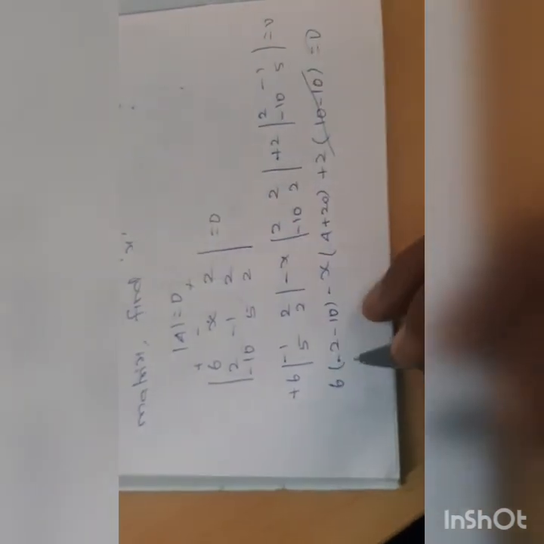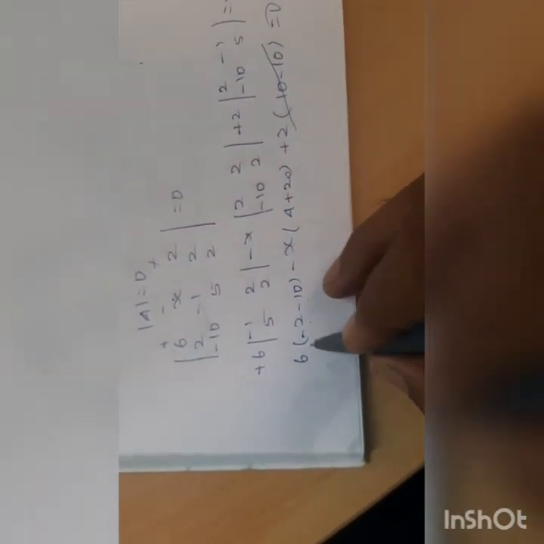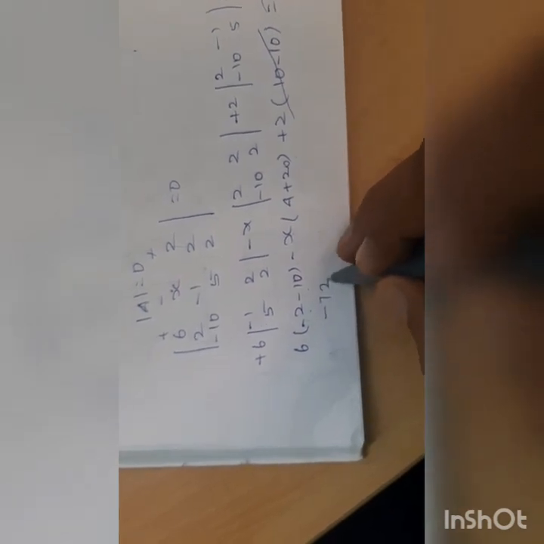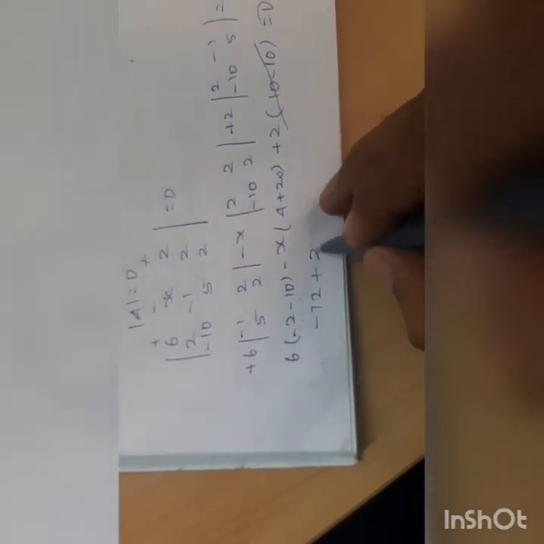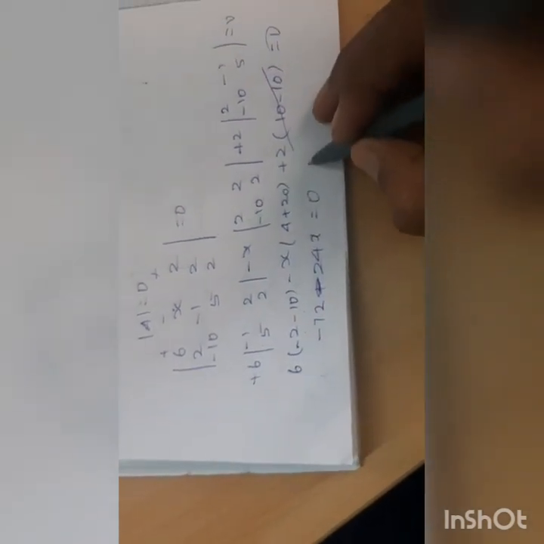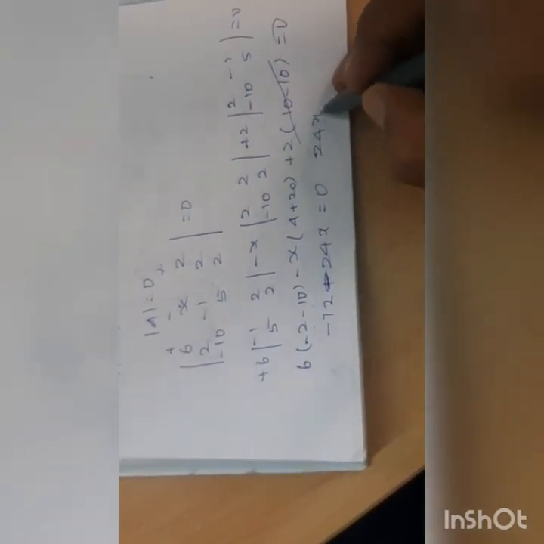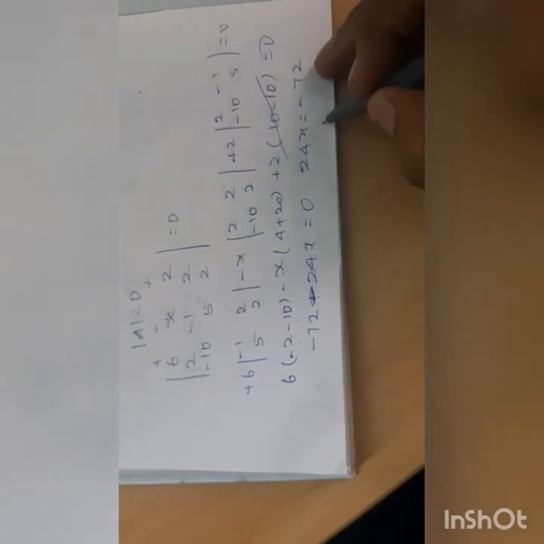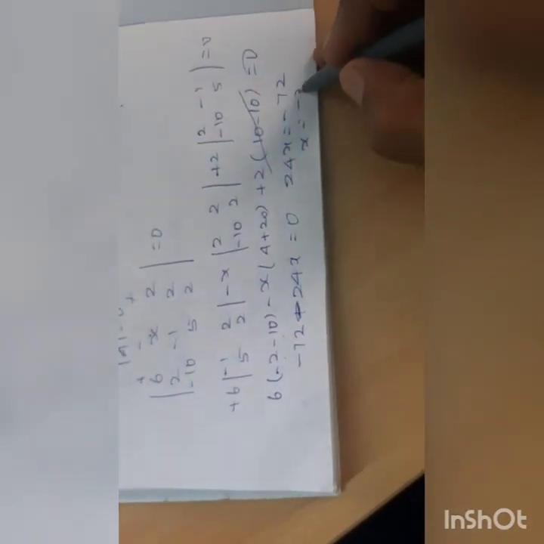So this becomes 0. We are getting minus 12. So minus 72 plus 24x minus 24x equal to 0. We are getting 24x is equal to minus 72. x is equal to minus 3.